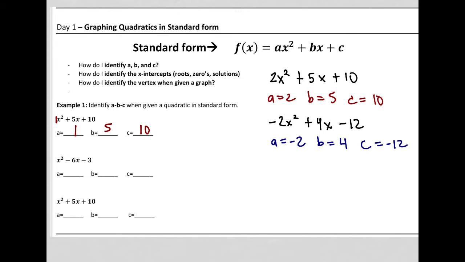All right, so maybe you paused, maybe you didn't, but let's go over it. So right here, again, there's no number out there. That would be the same thing as a 1 being out here. It's not always going to be 1, but clearly in this case, it is. So A is equal to 1. Here we have a minus 6x, so we take the sign that goes with it. So B would be minus 6, or negative 6. And then C, we have -3, so that's a -3. This is pretty easy stuff, folks.